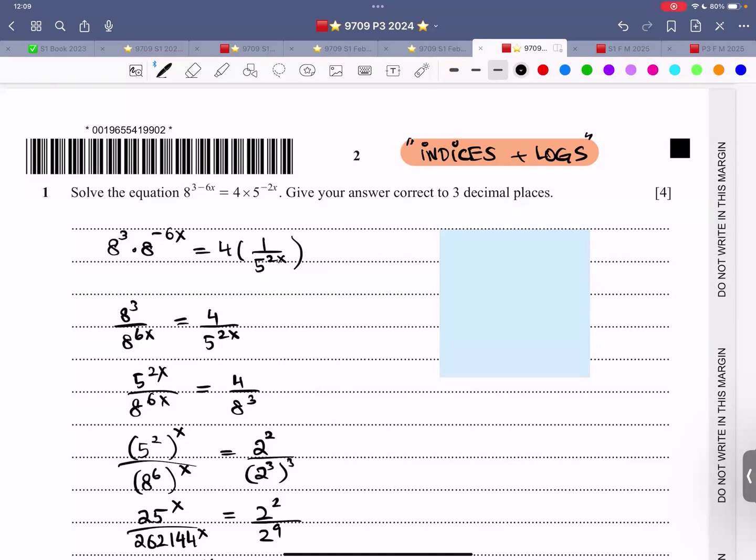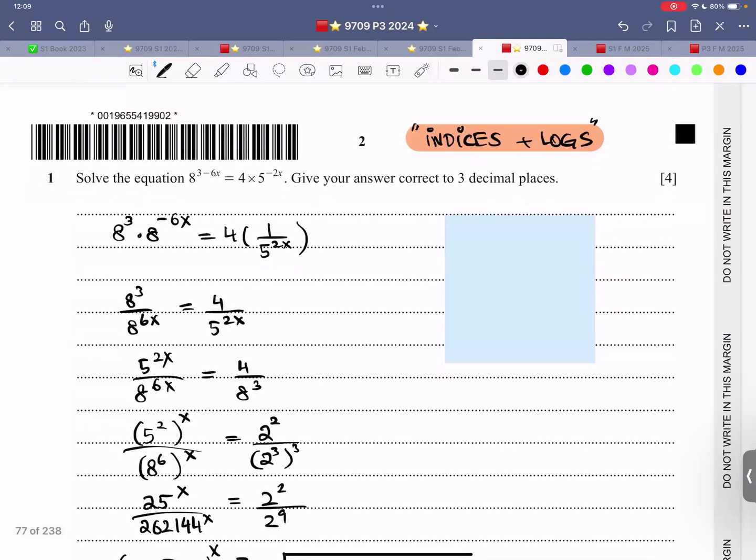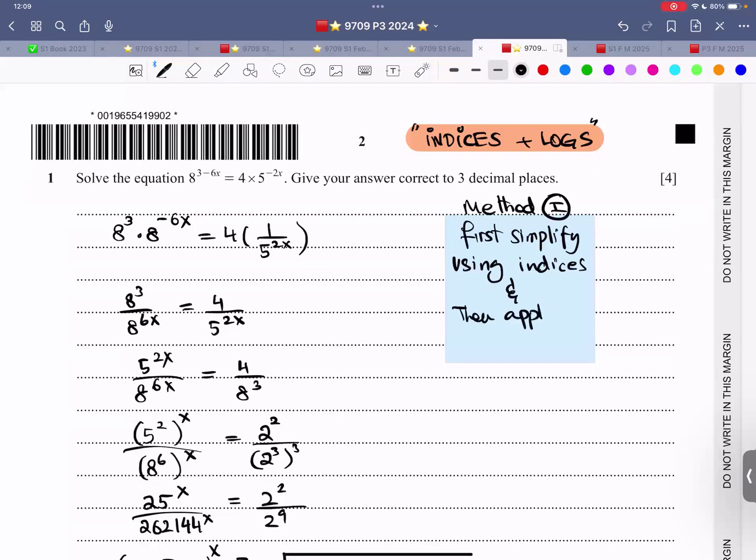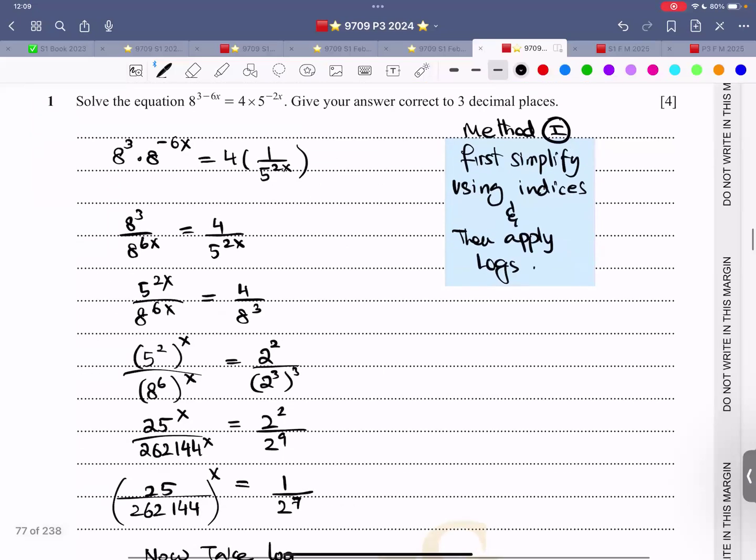A lot of people have a confusion. That confusion is, what are the different ways of solving this particular question? So let me do it using method 1, in which I'll first simplify using indices, exponent, and then apply logarithm, which is a must. Now let's get started with this.